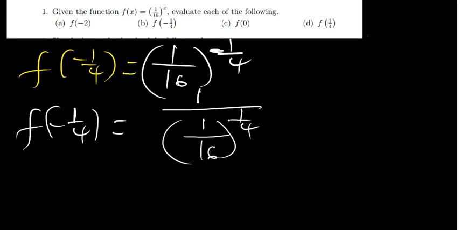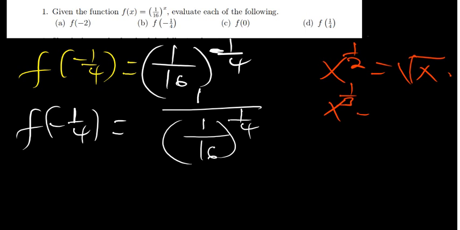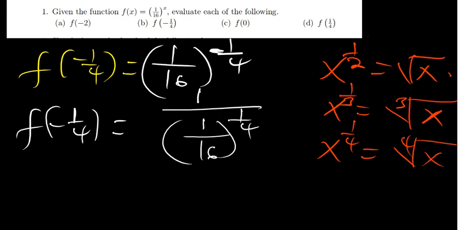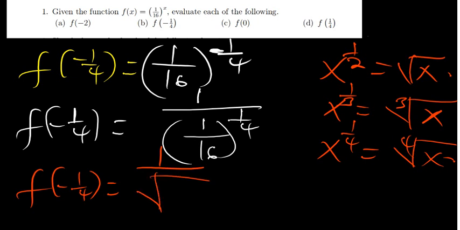Now what we have to remember is that if I have x to the power half, this is the same as the square root of x. If I've got x raised to the power 1 over 3, this is the cube root of x. If I've got x to the power 1 over 4, this is the fourth root of x. So now as we can see, we have 4 down here, meaning we want to find the fourth root. So f of negative 1 over 4 is going to be 1 on top, then we need to get the fourth root of 1 over 16.